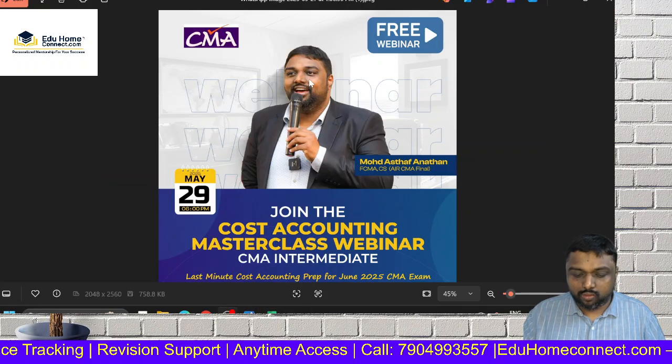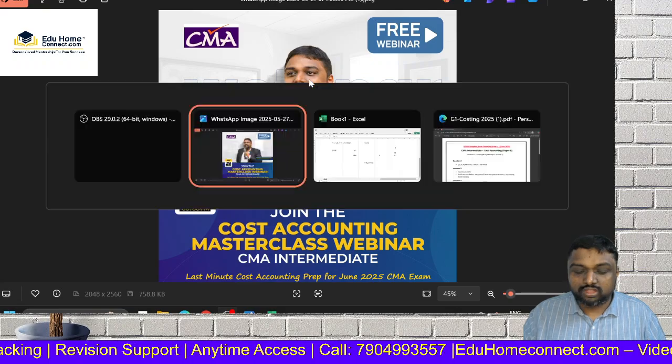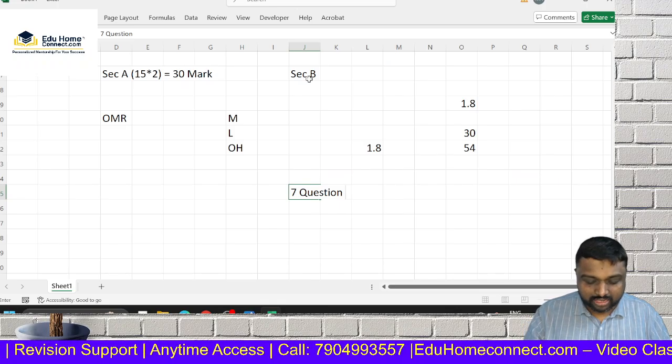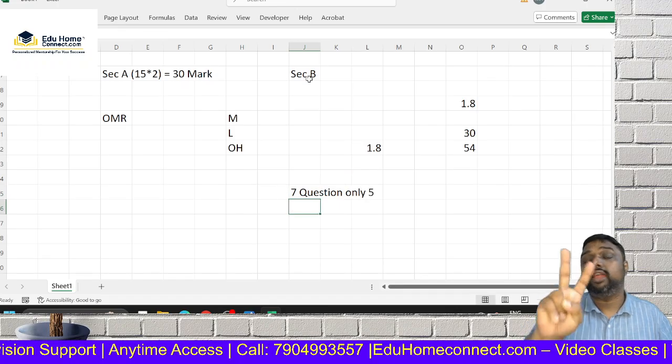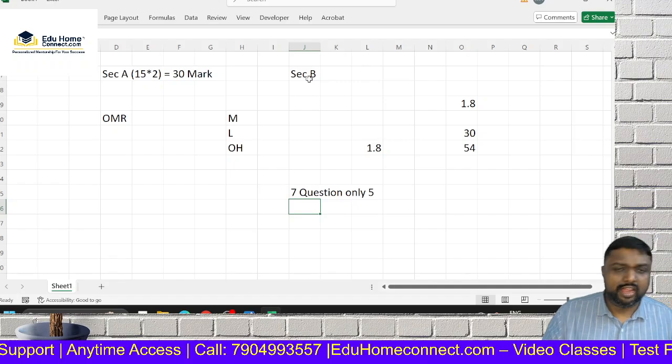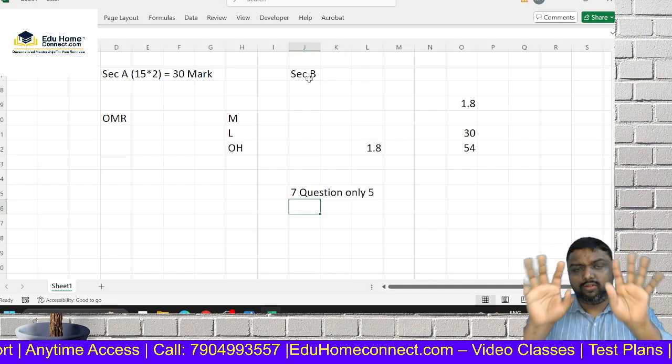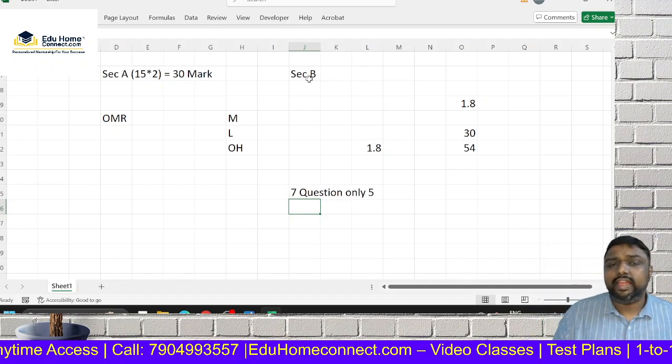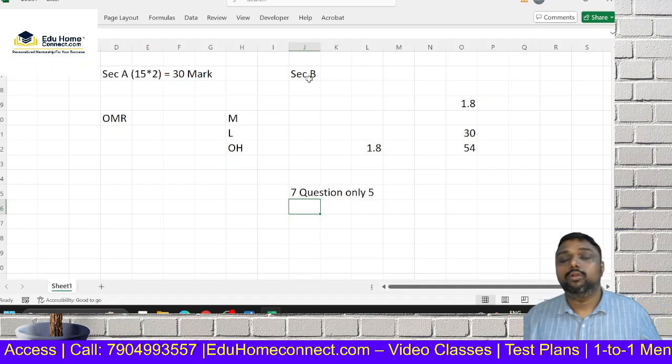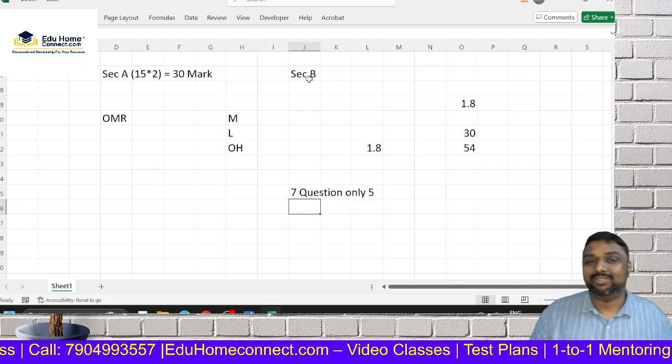Section B, we will have what? 7 questions. Out of the 7 questions, we have to answer only 5. That means we can leave out 2 choices. That means the best of the 5 only you have to answer out of the 7. So you will get some time, or you can have some options also.